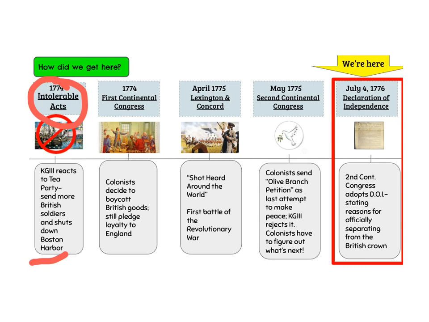A few months later, in 1775, the first shots of the American Revolution are fired at Lexington and Concord. And it's called the Shot Heard Around the World. And at that point, the colonies have to decide, okay, what is the next step? So they begin training a militia to fight, selecting George Washington as their leader. And in May of 1775, they convene at the Second Continental Congress.